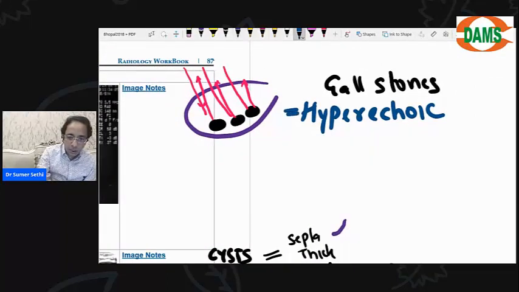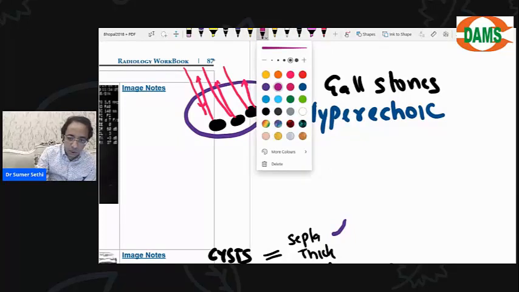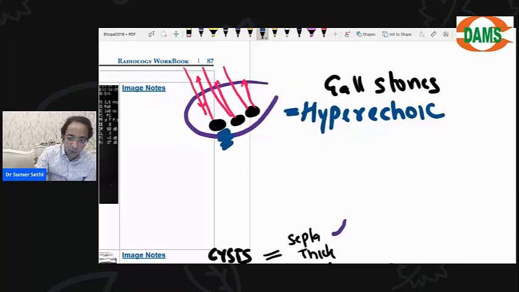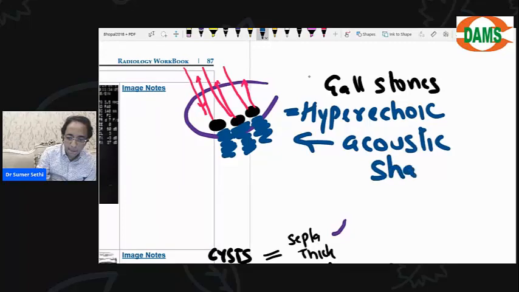Not only this, listen to me, everybody. Not only this, distal to the stone, the sound will not be able to transmit. So you will see a dark area which is called an acoustic shadow.